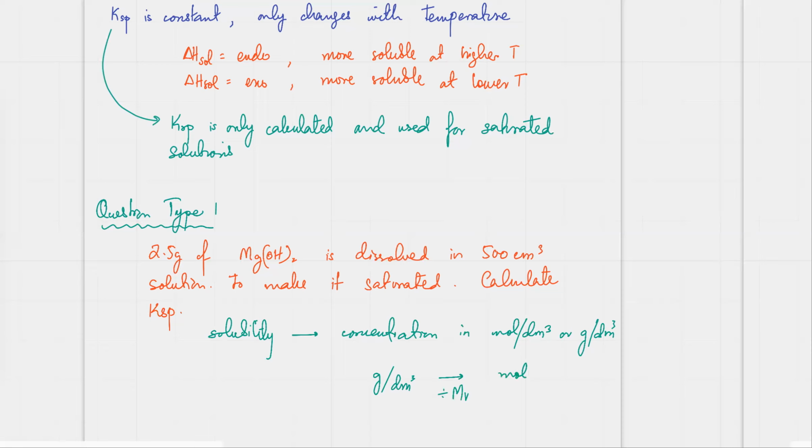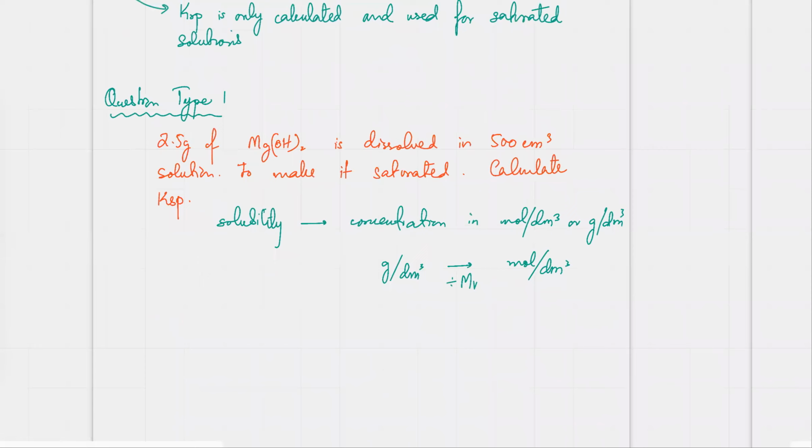Don't get confused if they give you grams per dm cube. Just divide by Mr. Grams converts into moles. So the first thing is you calculate solubility. It's 2.5 grams. How many moles is this? I'm trying to find the concentration, moles of Mg(OH)2.